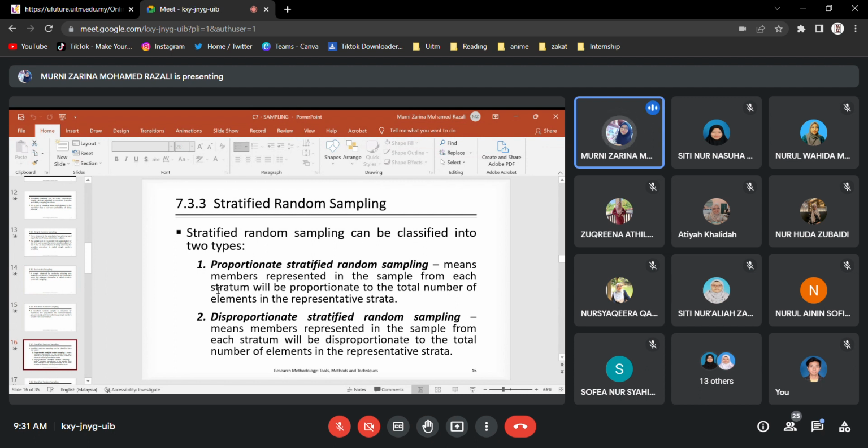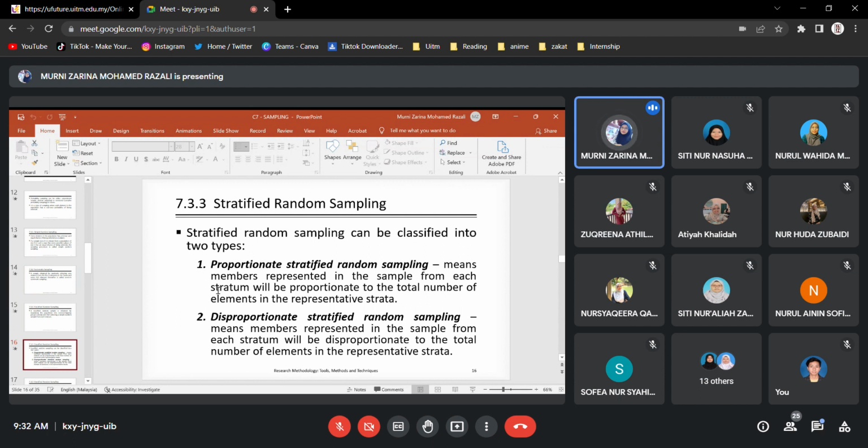Tapi stratified random sampling ni dia ada dua jenis. You can go for proportionate stratified ataupun disproportionate stratified. So for the proportionate stratified random sampling, under this type of sampling, members represented in the sample from each stratum will be proportionate to total numbers of elements in the representative strata. Maknanya number of sample untuk business tadi mesti sama banyak dengan accountancy. Kalau you kata sample daripada business 100, accountancy pun kena 100.